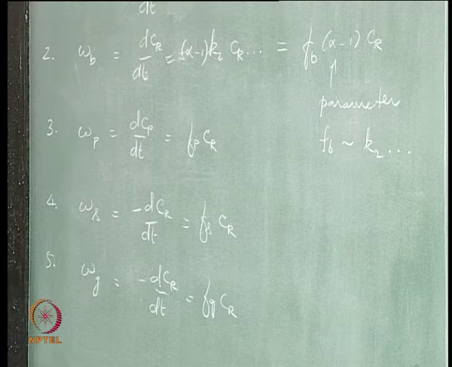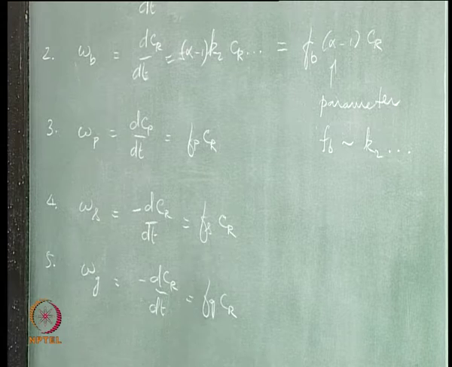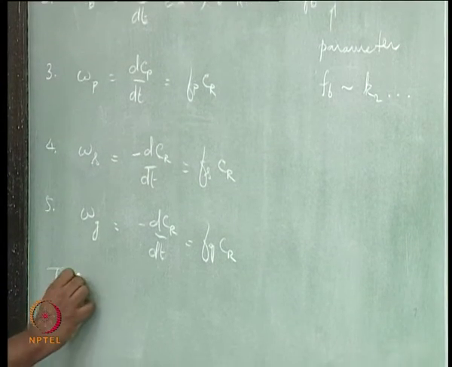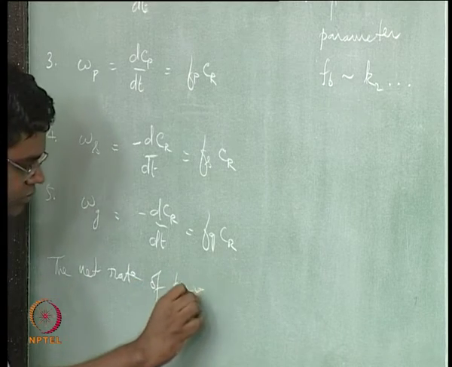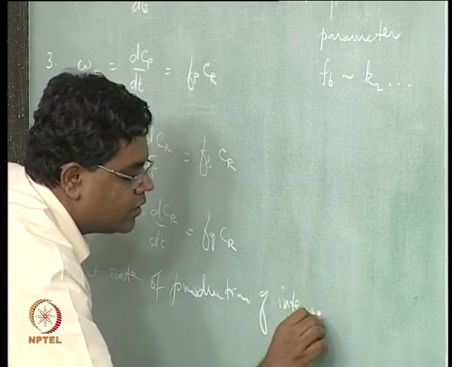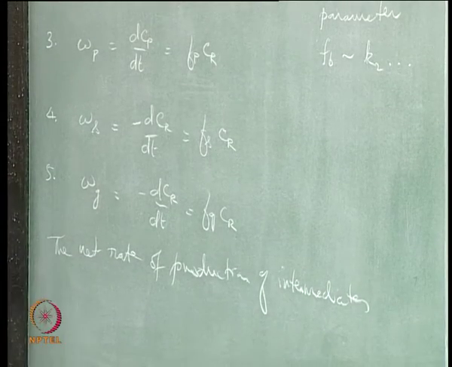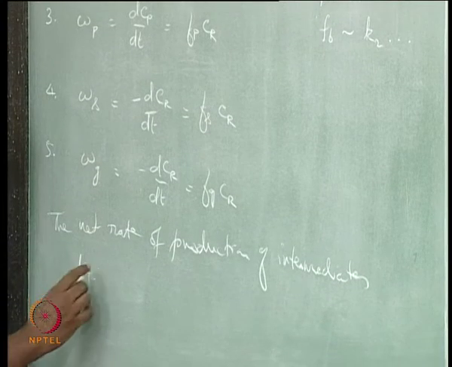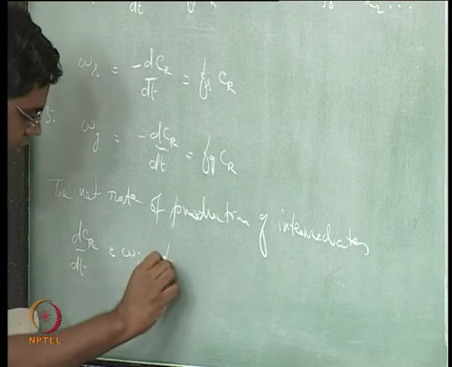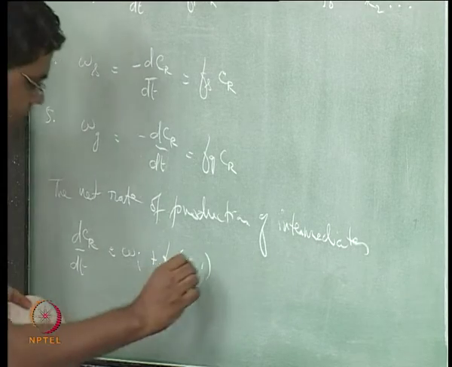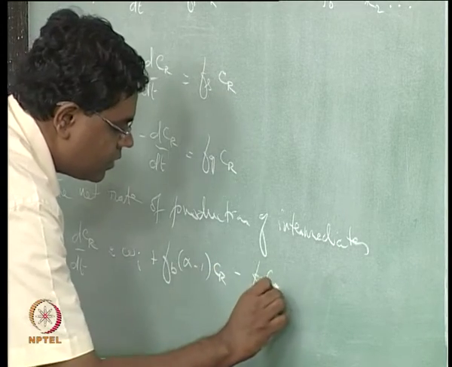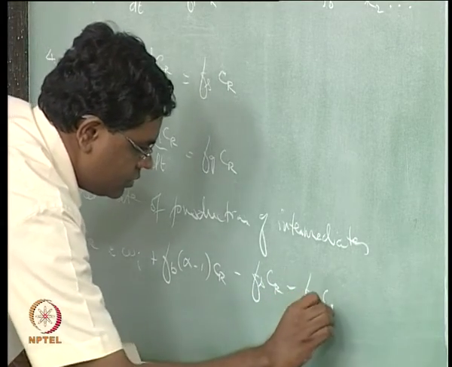So we have explained what the Fs are there, and I also told you why this is schematic here. So the net rate of production of intermediates, dCr over dt from all the reactions, is equal to omega I plus Fb times alpha minus 1 Cr minus Fs Cr minus Fg Cr.